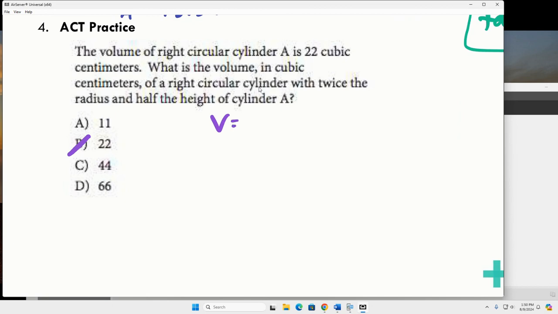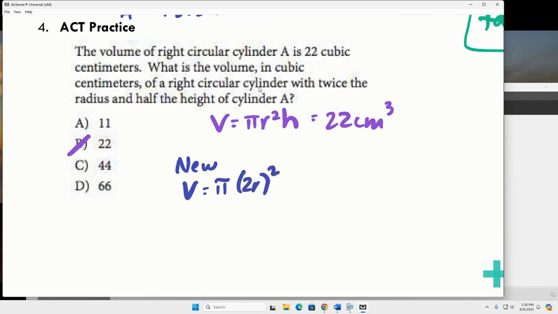So the volume of a cylinder is pi r squared h. And I know this original cylinder had a volume of 22 cubic centimeters. So I have this new cylinder, and it has twice the radius. So in the place of r, I'm going to put 2r. It's still going to be squared, just like the radius was squared, but it's twice as big, so we do 2r squared. And then half the height, so we'll do 1/2 h.